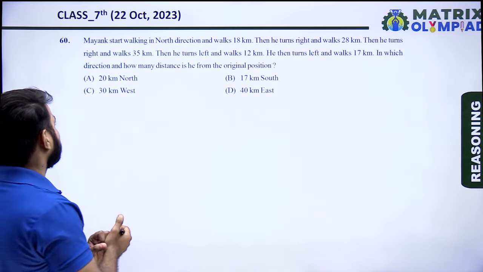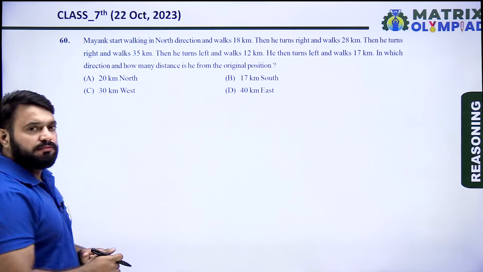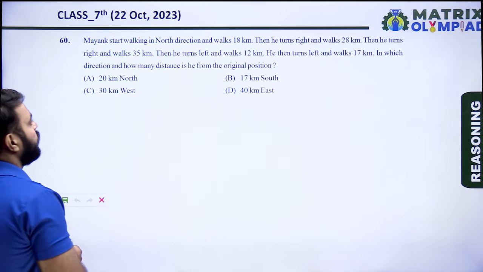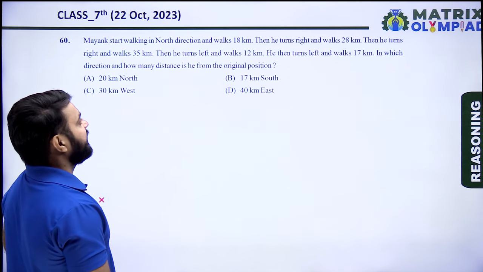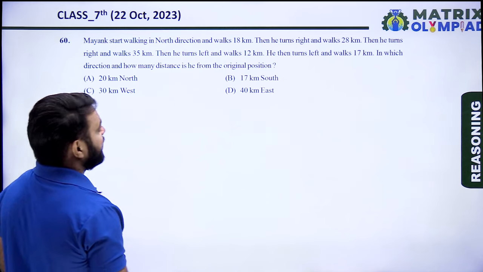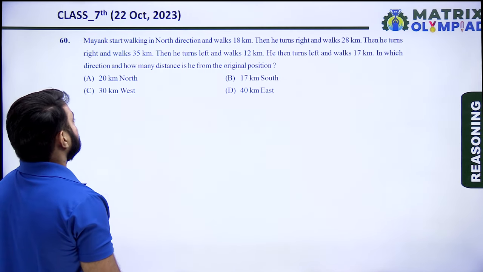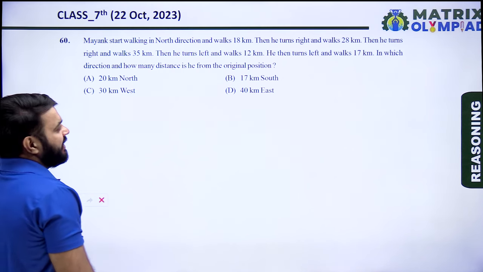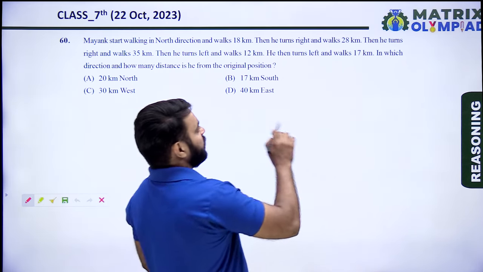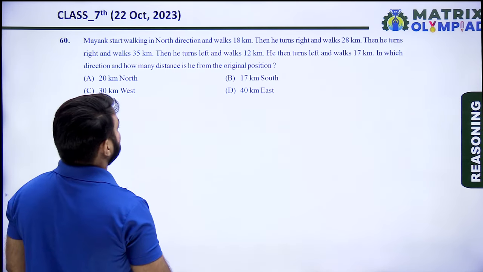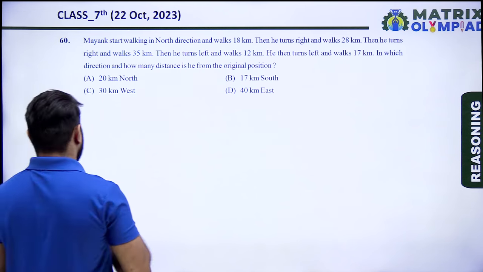So, question number 60. Mayank starts walking in the north direction and walks 18 km, then he turns right and walks 28 km, then he turns right and walks 35 km, then he turns left and walks 12 km, he then turns left and walks 17 km. In which direction and how far is he from the original position?